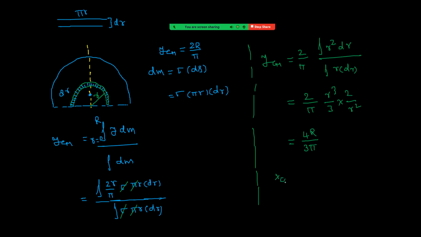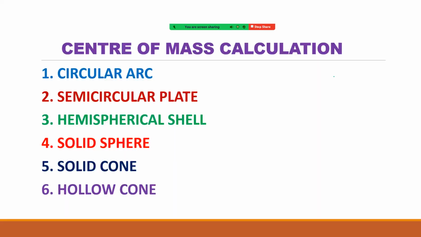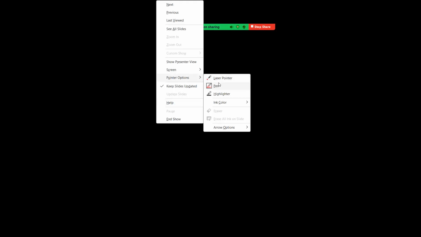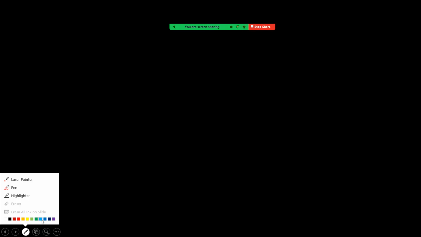What about the x coordinate? It is 0. Because we have discussed that the center of mass will be on the line of symmetry. Okay. Right. Let us see the next one. So the next one is a hemispherical shell. Right. Let us see how to make the calculation.